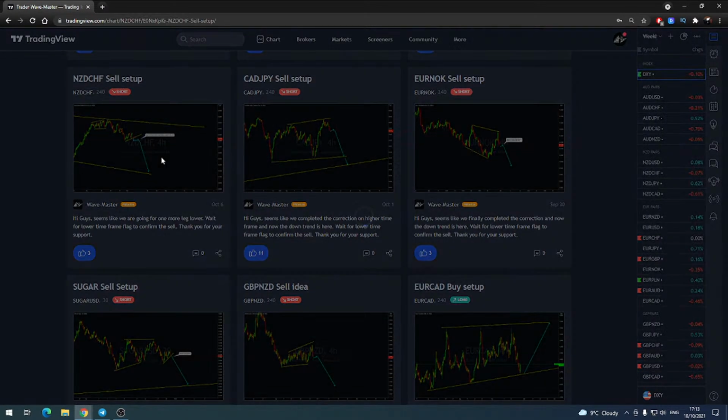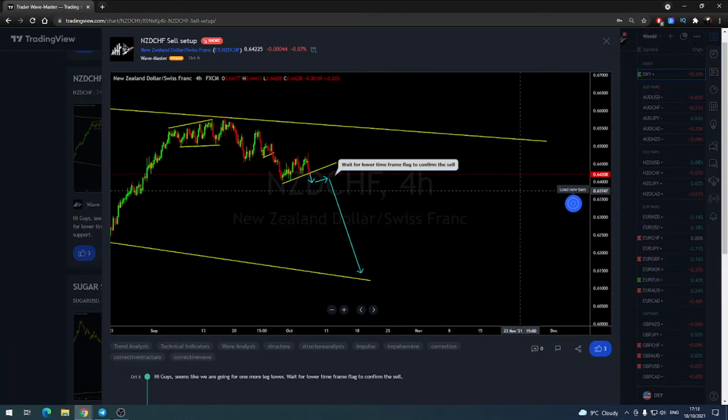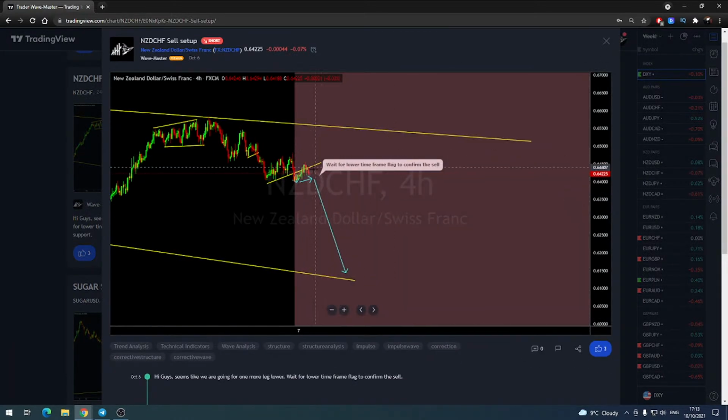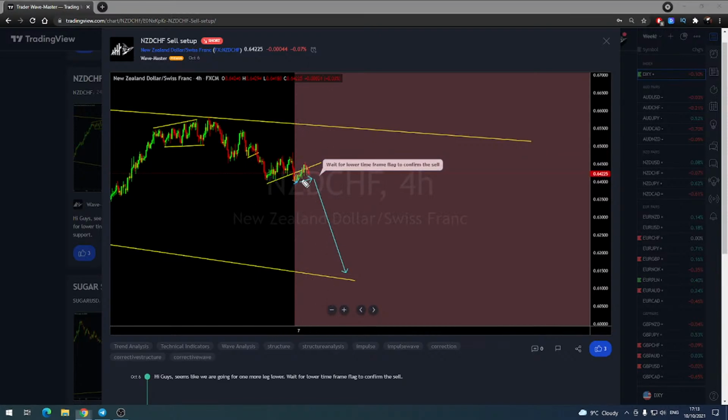New Zealand chief, what was there? Yeah, this one is still correcting. So this one's still there. We break, we correct. So what are we waiting for? Continuation to the downside. It's a good setup to watch.